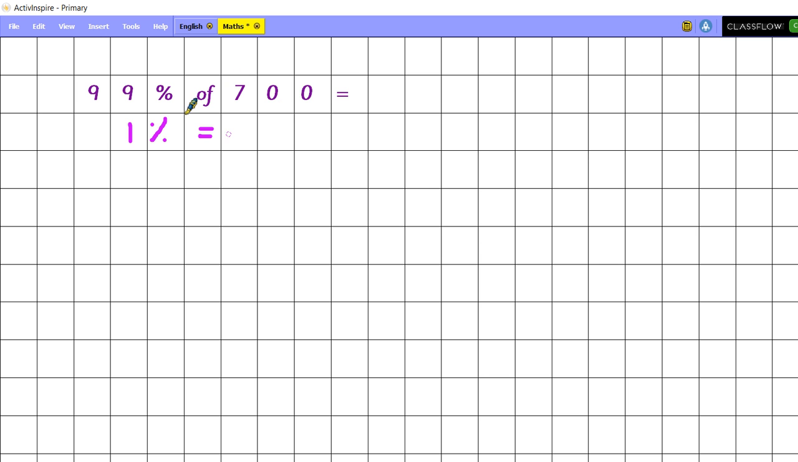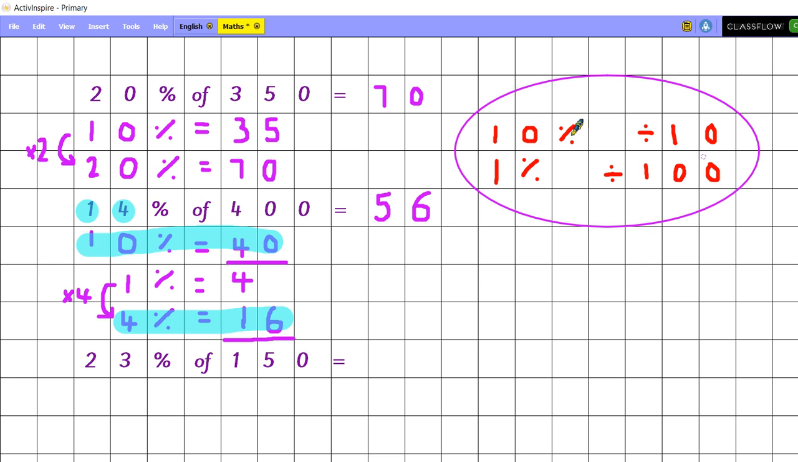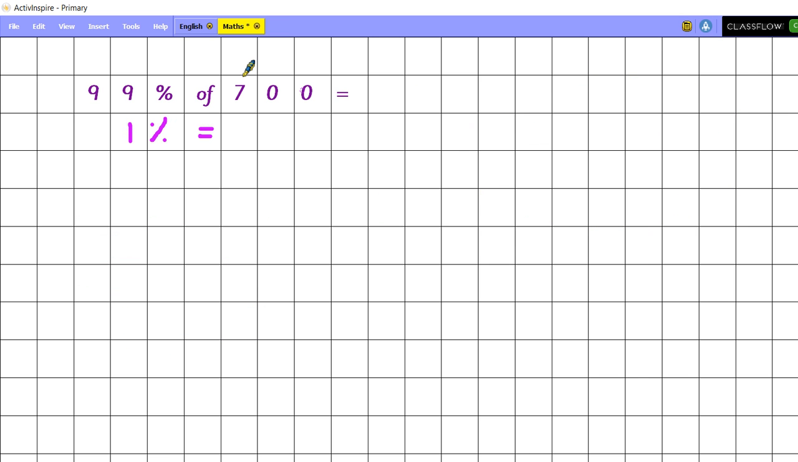Okay, so 1% of 700. Well, to find 1% here, I'm going to divide by 100. 1% of 700, therefore, is 7. Okay, so in order to find 99% of this number, I am going to take 100%, which is 700, take away my 1%, which is 7, which gives me the answer 693. Okay, that's just something to think about if you get 98% or 99%.